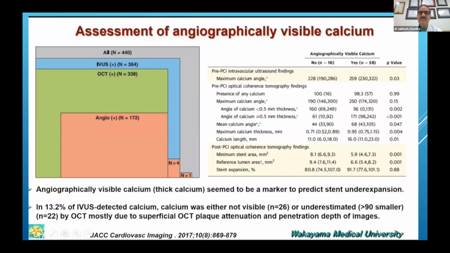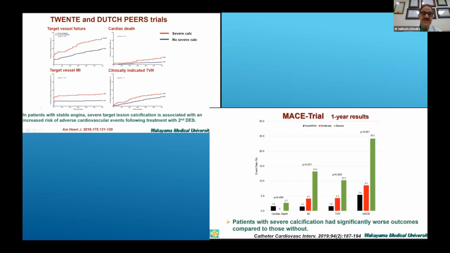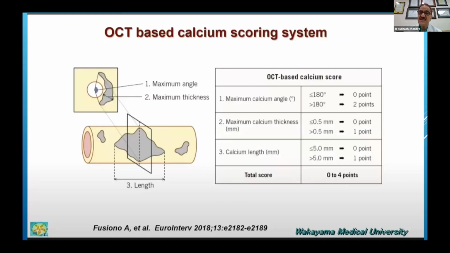We know that calcium is best picked up by IVUS, even as compared to the OCT in this trial, as you see here. And calcium is the biggest bane because it leads to high MACE and other complications in the interventions. In OCT itself, there is an algorithm, a 4-point algorithm, which can give you a lot of guidance on how to treat calcified lesions in day-to-day practice.